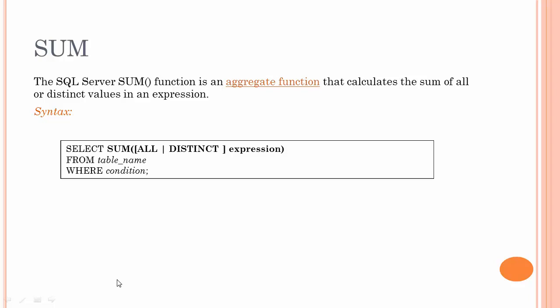Sum. The sum function is again an aggregate function, and it calculates the sum of all or distinct values in an expression. Here we have the syntax of the sum function: select sum, and inside the parentheses ALL or DISTINCT we can pass, this is again an optional part, and then expression from table name and then where condition. So let's see how we can use this sum function.